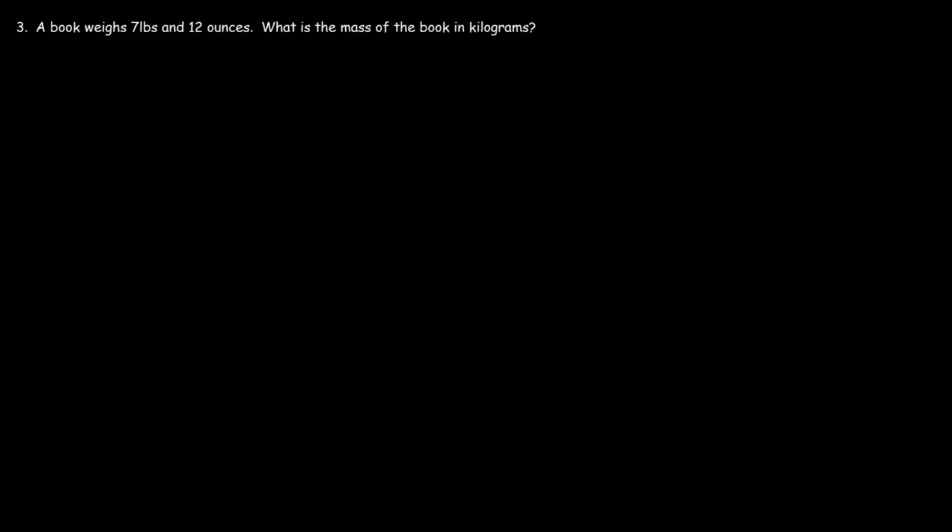Number 3, a book weighs 7 pounds and 12 ounces. What is the mass of the book in kilograms? So what do you think we need to do for this one? Well, we need to convert pounds and ounces to kilograms. So the book has a weight of 7 pounds plus 12 ounces. What we need to do is convert pounds to kilograms and then ounces to kilograms, and then get the sum total of that answer, and then we'll get the mass of the book in kilograms. So let's convert pounds to kilograms first.